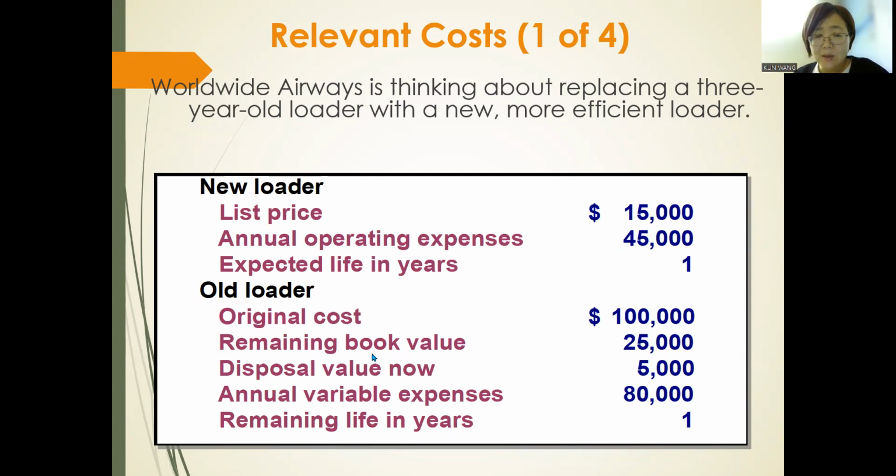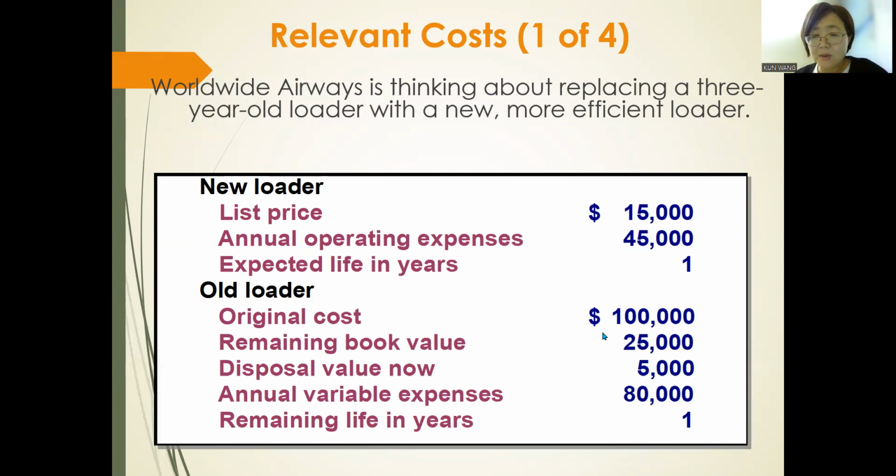And then looking at the old equipment, the disposal value is an opportunity cost. If you keep the older loader, we wouldn't be able to dispose of it, so you wouldn't get this 5,000 benefit. This opportunity cost if you keep the old equipment is also relevant.